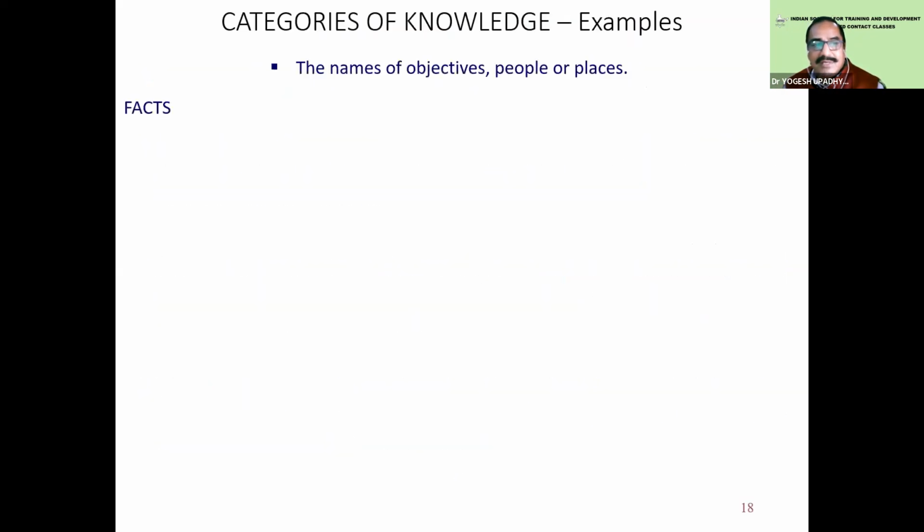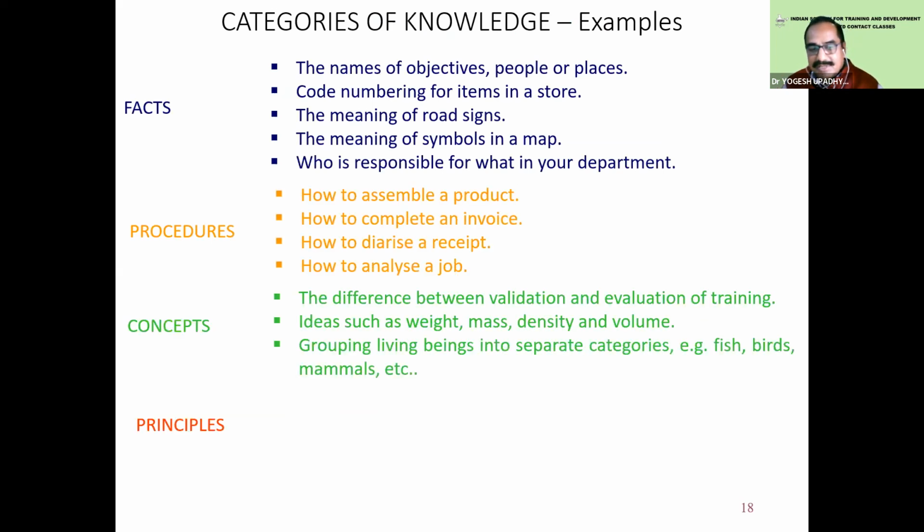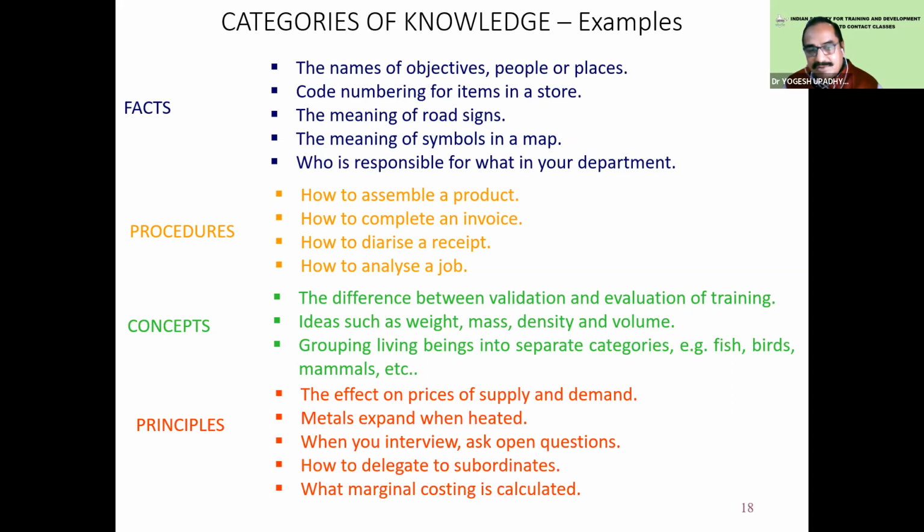Okay, these I have discussed. These are the facts: name, objective, code number. And in procedure you can take these. If you need any explanation, I will tell you; otherwise, you can read yourself. If principle, you see the effect of price on supply and demand. What is the effect when price goes up? The demand comes down. But there are certain exceptions. Metal expands when heated, water boils; these are principles. A concept may be the difference between validation and evaluation of training. Validation is done for knowing how much he has learned. Evaluation may be cost and benefit against the objective.